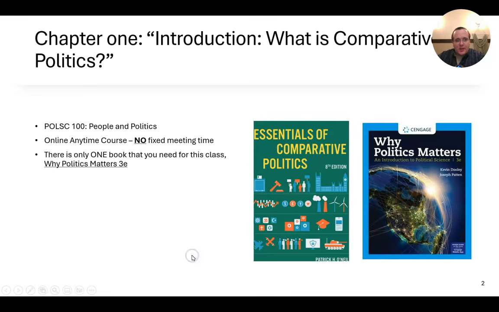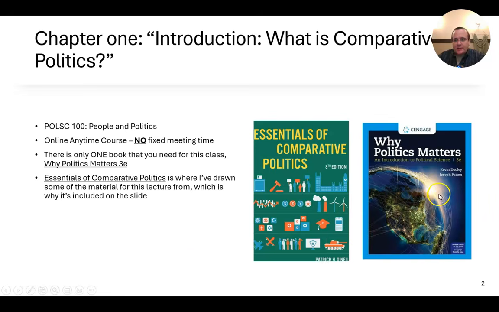So this book, Why Politics Matters, that's the only book you need. This other one, Essentials of Comparative Politics, is part of where I drew the material for this lecture I'm about to deliver to you. It's on there because it's important in this class, as it is in every class you take ever, and just in life in general, to give proper credit where credit is due. So I'm saying these are not all my ideas, although some of them are, but I've drawn from Essentials of Comparative Politics, the 8th edition.